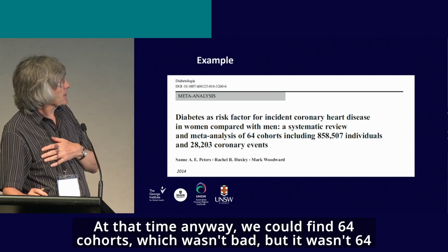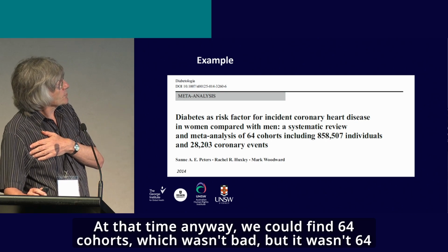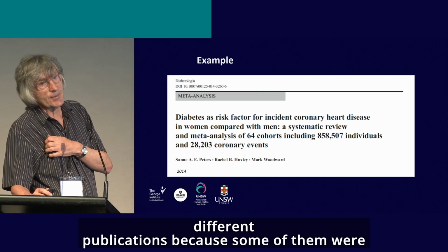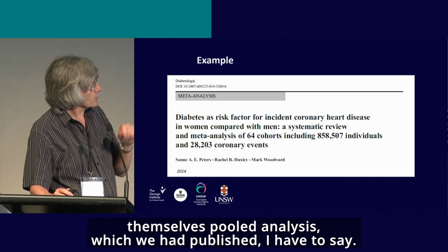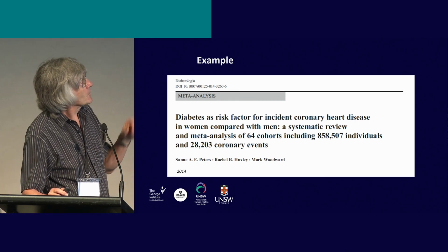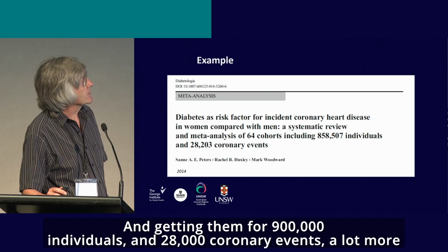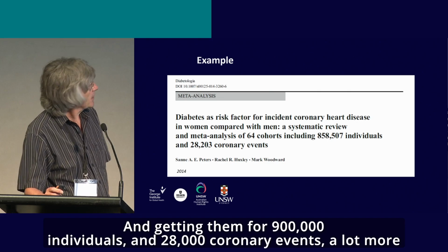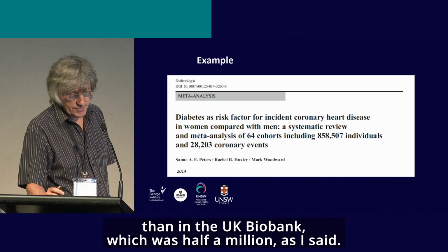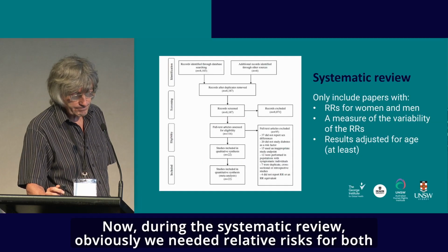At that time, anyway, we could find 64 cohorts, which wasn't bad, but it wasn't 64 different publications, because some of them were themselves pooled analyses, which we had published, I have to say, and getting them for 900,000 individuals and 28,000 coronary events, so a lot more than in the UK Biobank, which was 500,000, as I said.